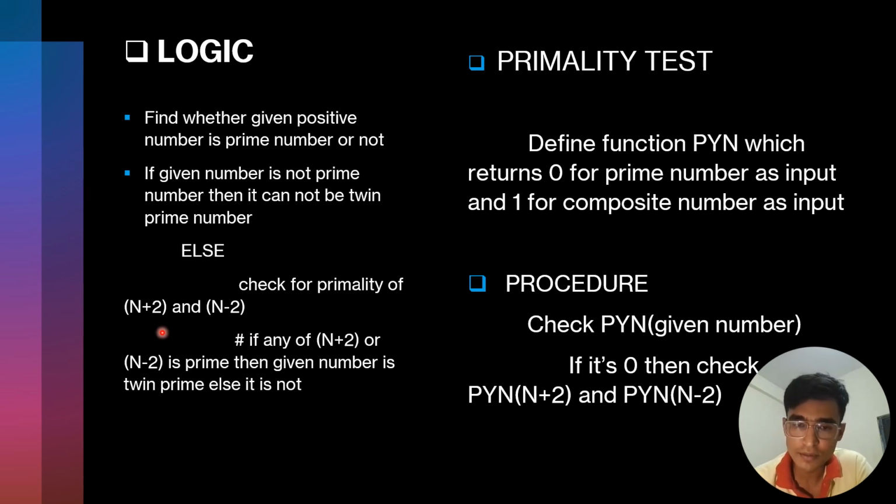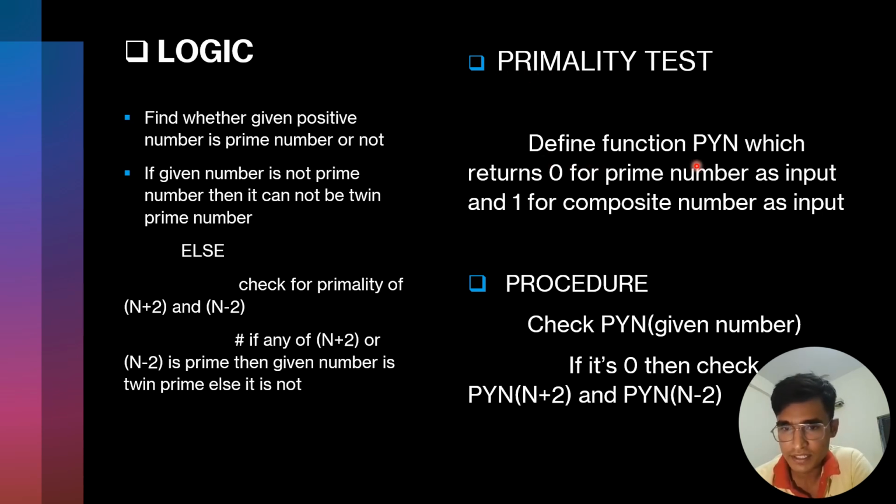If n plus 2 is also not a prime number, then we will check for n minus 2. If n minus 2 is a prime number, then n minus 2 and n will form a twin prime pair. If neither n plus 2 nor n minus 2 is prime, that means they are composite numbers, then what can we infer from this? That n is a prime number but it is not a twin prime number. So for this we need to write code to find whether a given number is a prime number or not. So we will write a primality test.